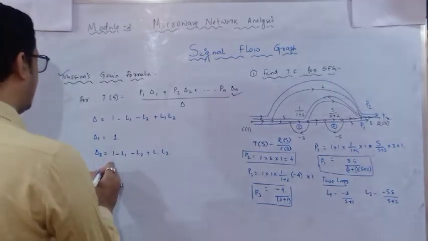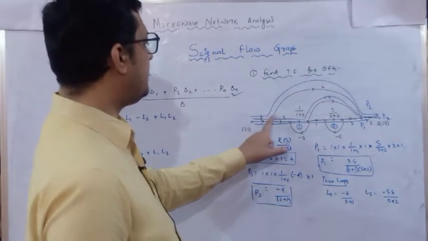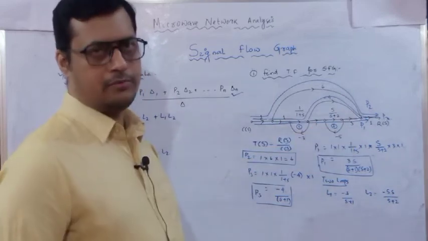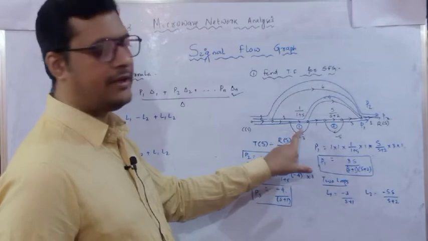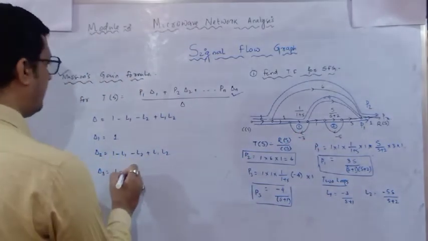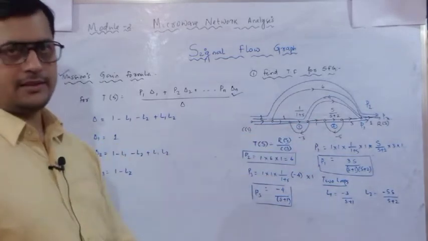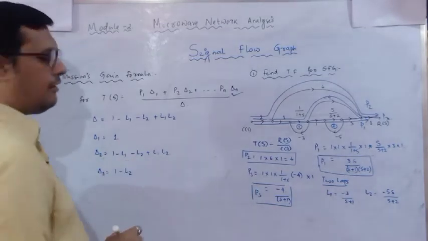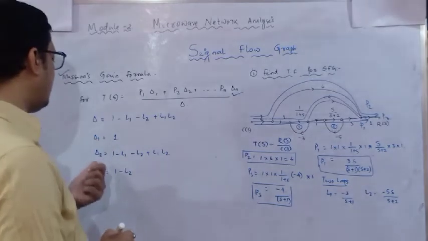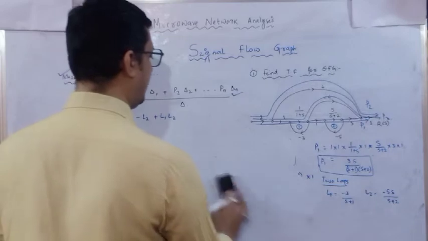And for path 3, path 3 is this inner one. So only one non-touching loop is there, that is this, but this other loop is touched. So for the non-touching loop it is 1 minus L2, because there is only one loop. So if you substitute all these values, we can easily determine what is del, del 1, del 2 and del 3. So step by step we will see. Let me erase these things.